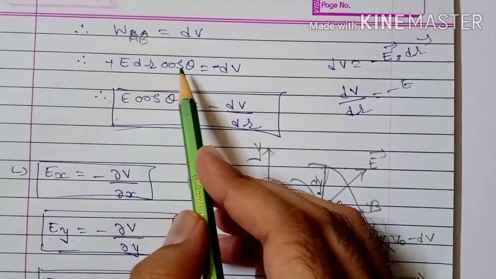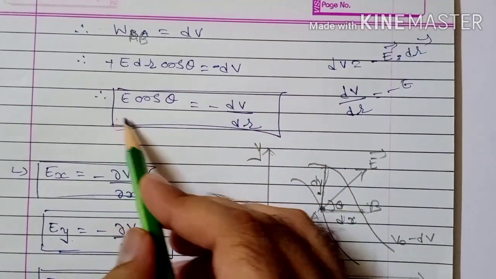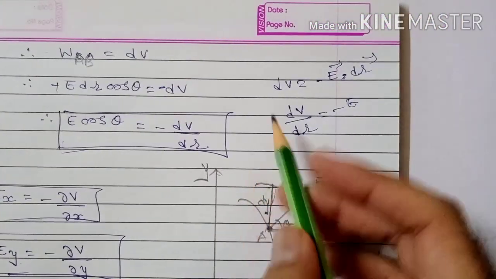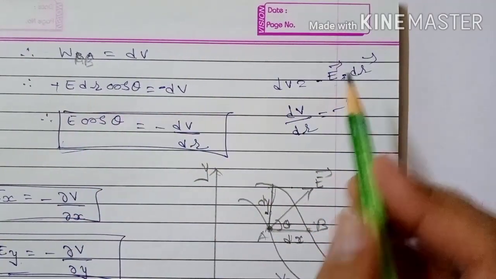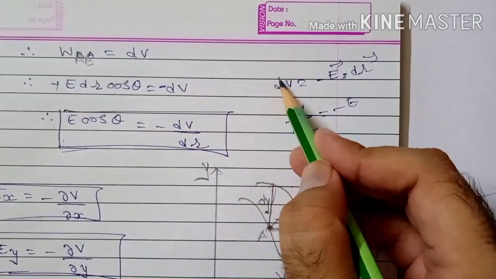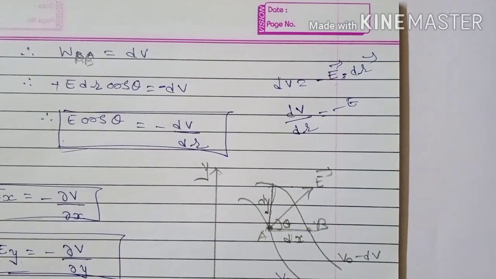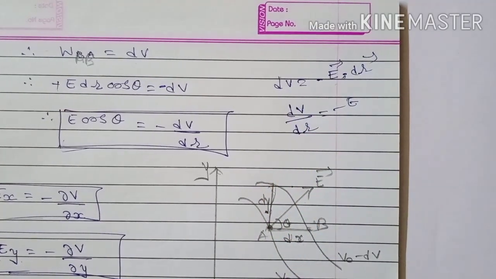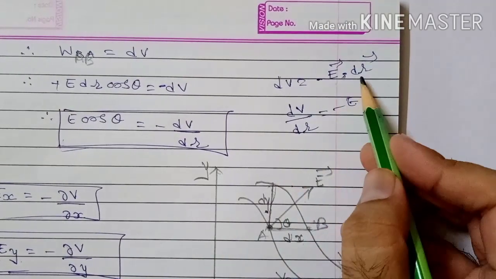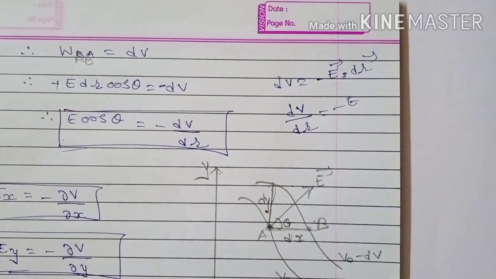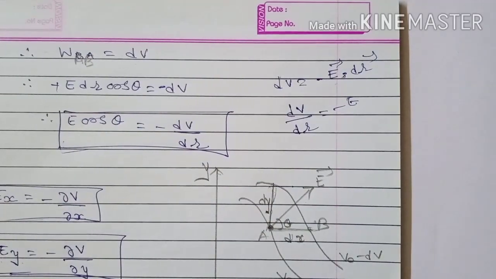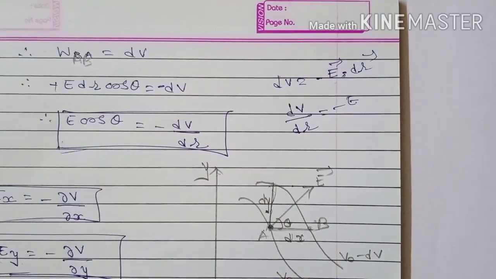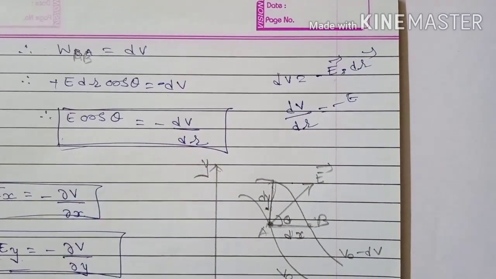So that is nothing but E dr cos theta is equal to minus dV. So E cos theta can be written as minus dV by dr. From this, dV is equal to minus E vector dot dr vector. So this is the change in potential. dV by dr is equal to minus E we can write only when electric field and displacement are both in the same direction. It means when theta is equal to 0, because cos 0 is equal to 1. At that time we can write E is equal to minus dV by dr. Otherwise we have to write E cos theta is equal to minus dV by dr.